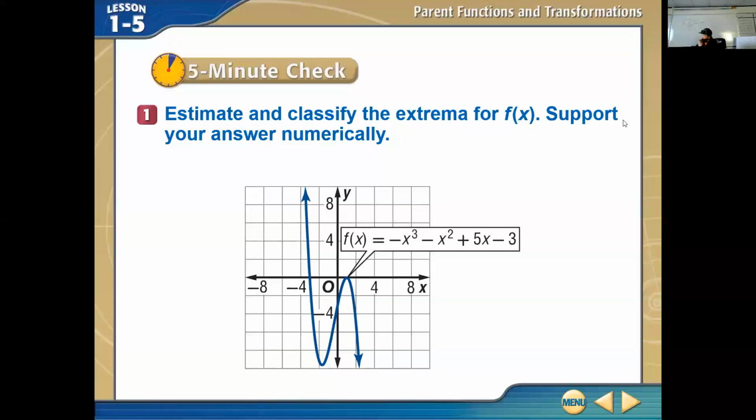And then we'll be off to section 1.5. Okay, so the first one says estimate and classify the extrema for f of x, and we want to support our answer numerically. So remember, when we're talking about extremal points, it's points where we are decreasing and then go to increasing and then increasing back to decreasing.